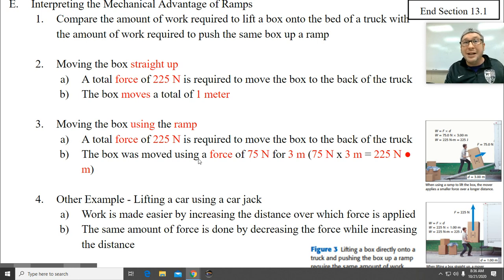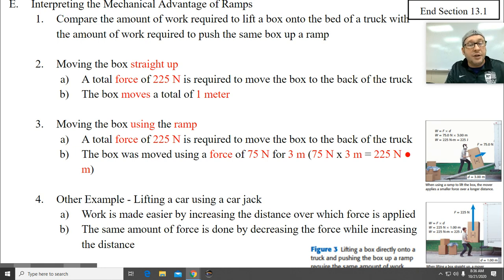Here, you only need to put 75 newtons of force to move that box. But you are going to be moving it 3 meters. So again, if we calculate work done, we have 75 newtons of our input force multiplied by 3 meters of the distance that you moved it, you still have 225 joules of work done.